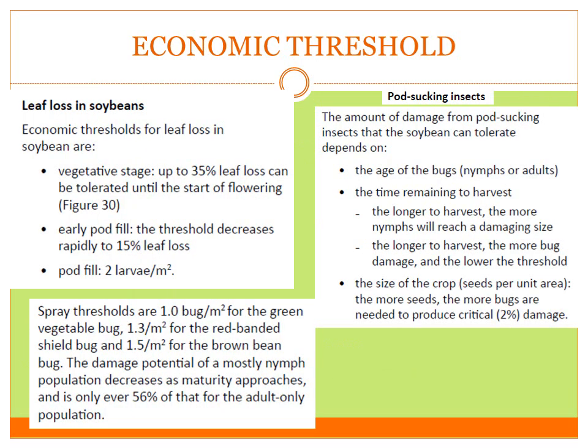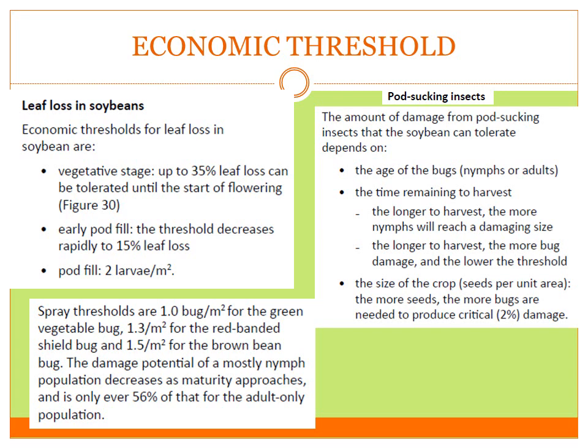So, economic thresholds for leaf loss in soybean: in the vegetative stage, up to 35% leaf loss can be tolerated until the start of flowering. And at early pod fill, the threshold decreases rapidly to 15% leaf loss. On pod fill, there should be 2 larvae per meter square.